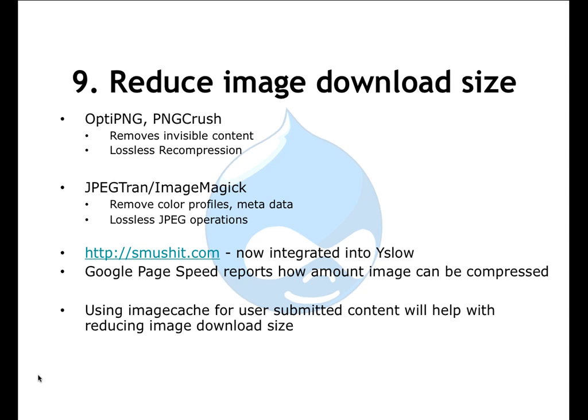And the Google PageSpeed also reports on how much your image can be compressed. So to give an idea, there was one image on a site that I was working on, and the size of that file was approximately 250 kilobytes. And when I ran it through the Google PageSpeed reports, it told me I could compress it down to about 75 kilobytes, and no one would notice a difference. So it's big savings. And if you're using ImageCache for user-submitted content on your site, you're already doing a really good job. It's compressing it for you, and it's removing some of the invisible content as well. So the size of those files are already optimized.